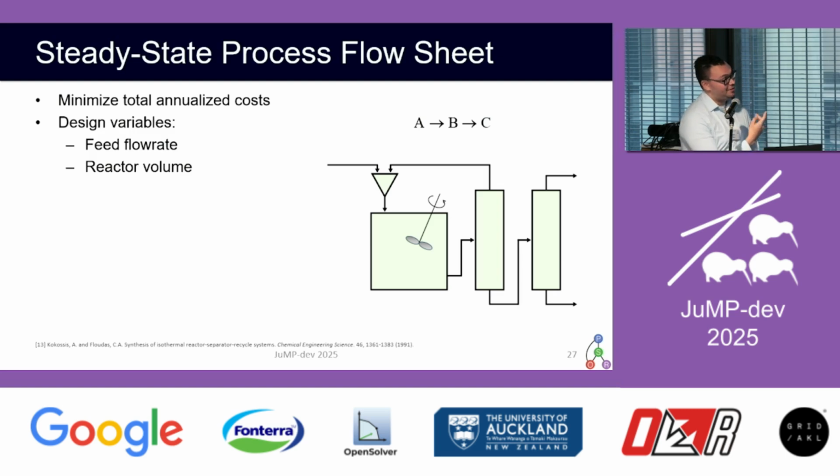Here we have A reacts to B and then B reacts to C, but we really want to produce B. We don't want C, so we want to produce some minimum amount of B. So that's one of our constraints. And our objective here is to minimize the total cost of the system, and we have a few parameters that we can mess around with in our design.